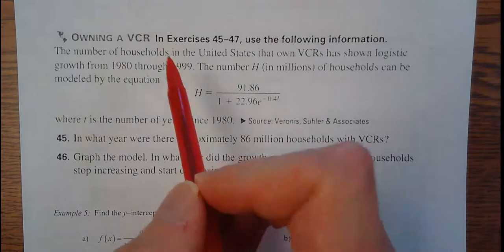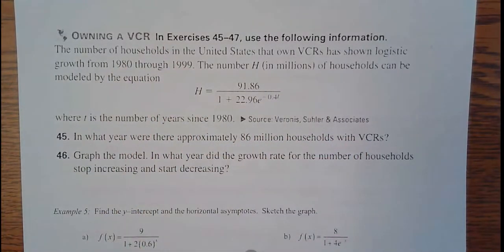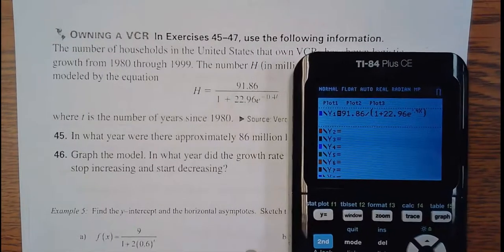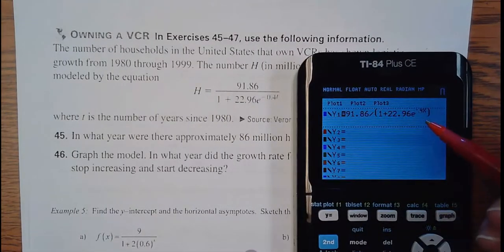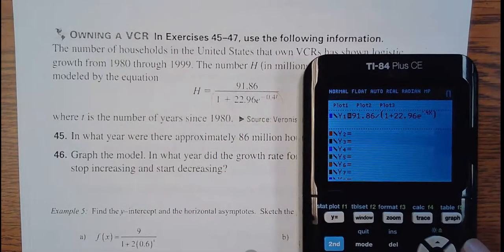But anyway, through 1999, we'll just say it's valid for these years, it had this function where T is the number of years since 1980. So in what year were there approximately 86 million households with VCRs? I'm going to put that in my calculator, so put the function in there. Make sure the denominator is in parentheses. So this whole denominator needs to be in parentheses. And we can graph it.